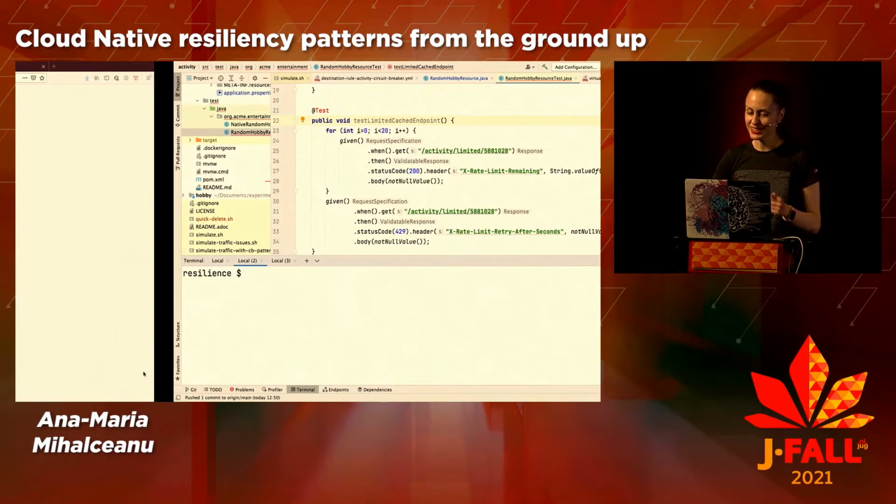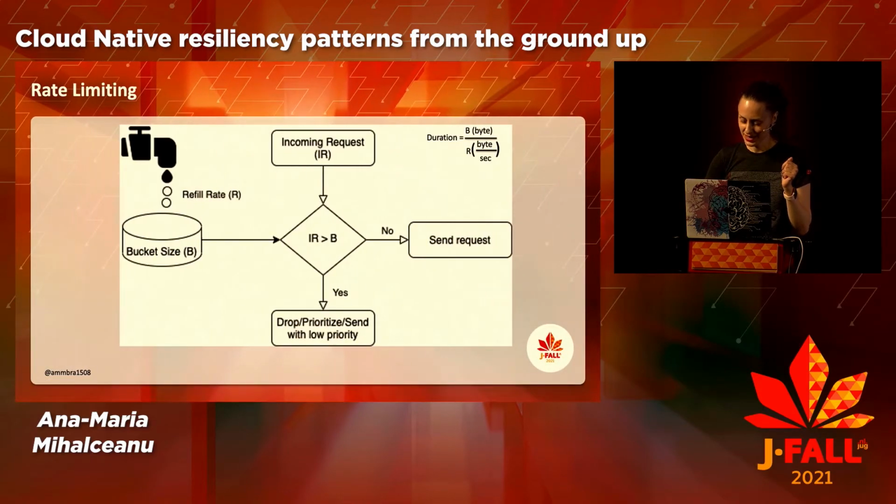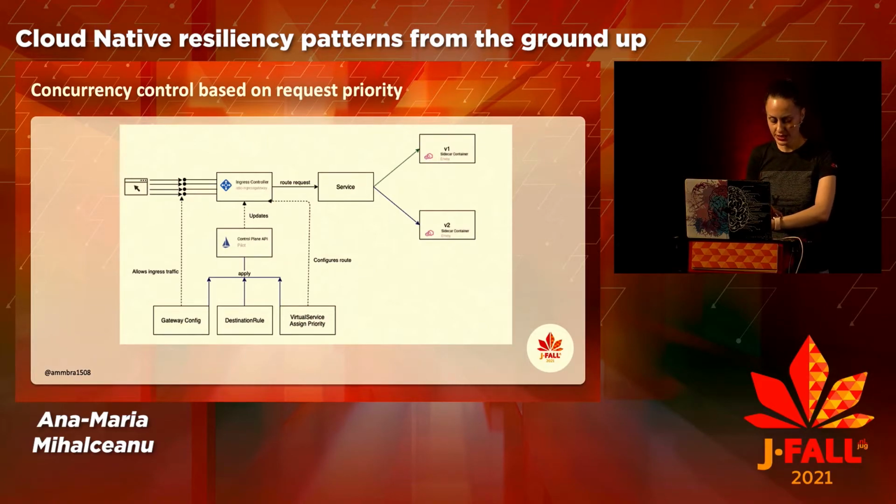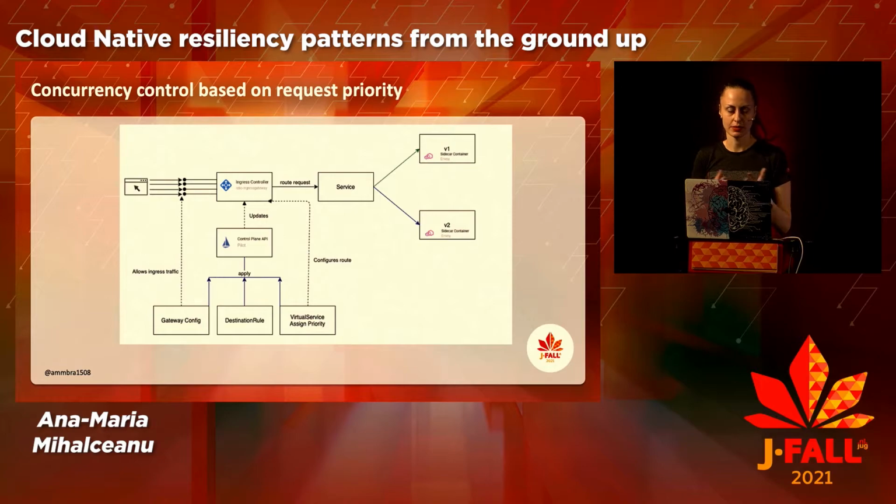So this is about rate limiting at the application level. But how about concurrency control? There's another way to apply load shedding. You can do it at the infrastructure level most of the time with a proxy.